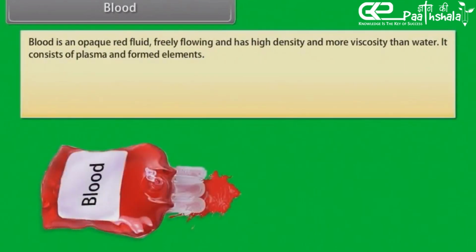Blood. Blood is an opaque red fluid, freely flowing, and has high density and more viscosity than water. It consists of plasma and formed elements.